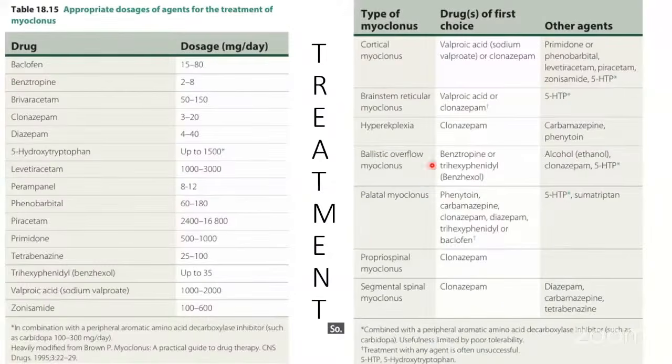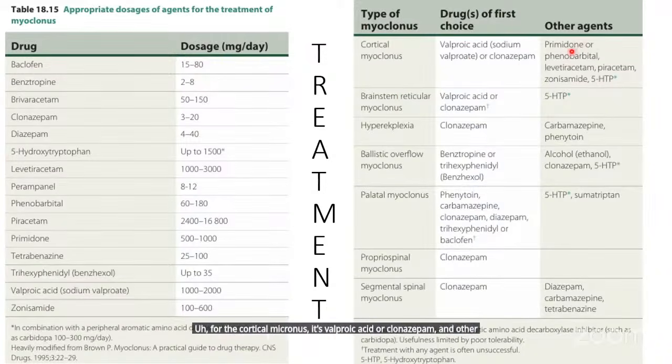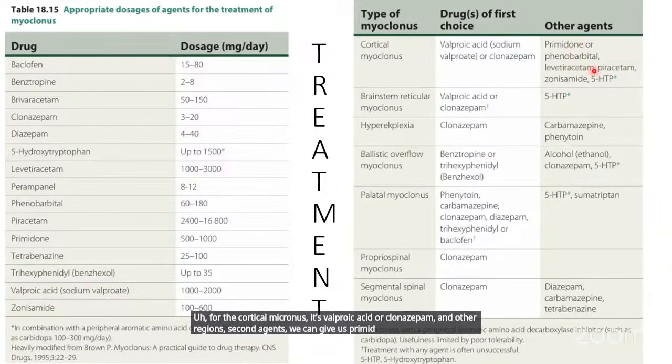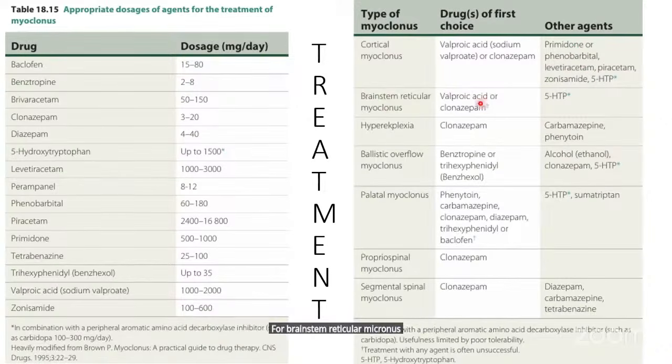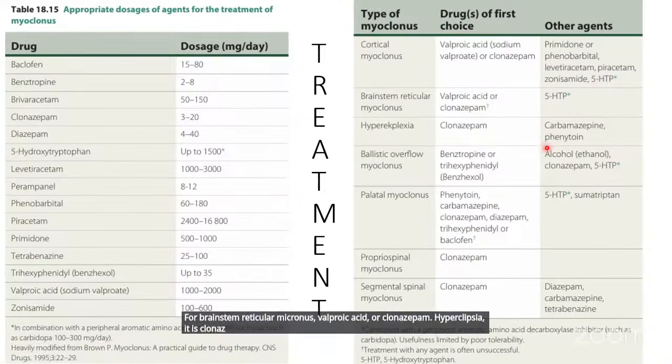So this is the treatment, sir. I'll just read these, the drugs of choice. For cortical myoclonus, it's valproic acid or clonazepam, and second agents we can give are primidone, phenobarbital, levetiracetam. For brainstem reticular myoclonus, valproic acid or clonazepam. For hyperekplexia, it is clonazepam, and carbamazepine and phenytoin.